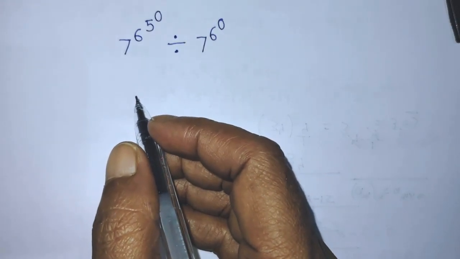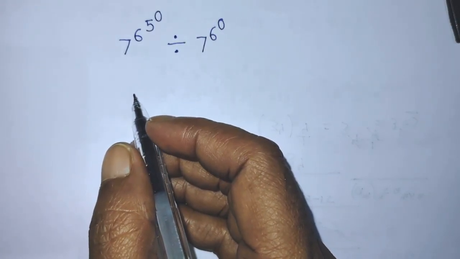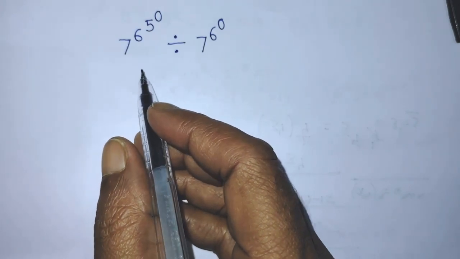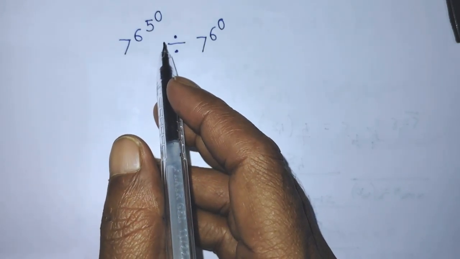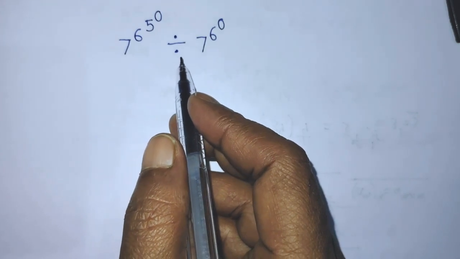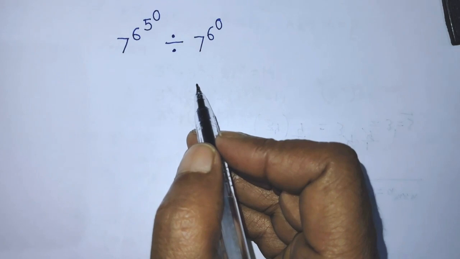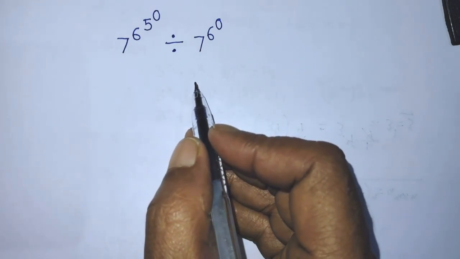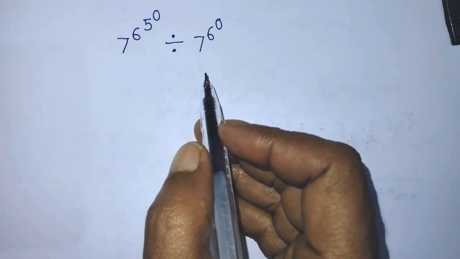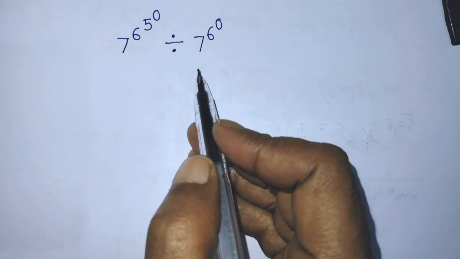Hello guys, you are welcome to solve this math problem, which is 7 raised to the power 6 to the power 5 to the power 0 divided by 7 raised to the power 6 to the power 0. Student, today in this video I am telling you how to simplify this algebraic expression.